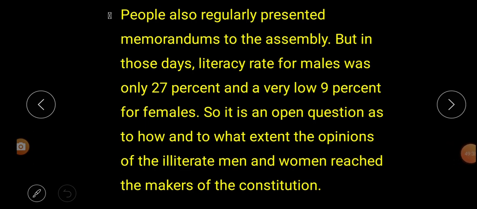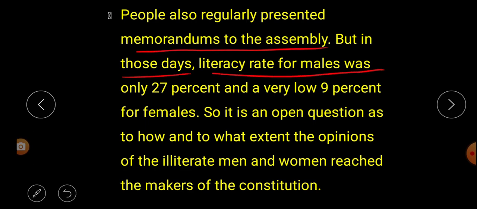Next paragraph. People also regularly presented memoranda to the assembly, but in those days, the literacy rate of males was only 27% and very low, 9%, for females. That means people also regularly presented their memoranda to the assembly. But what happened in those days? The literacy of males was only 27% and females only 9%.